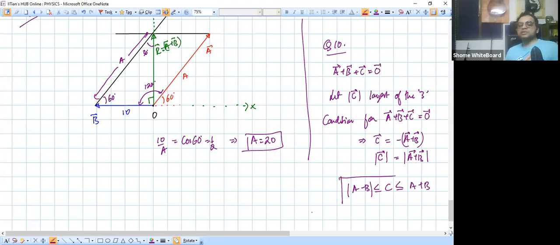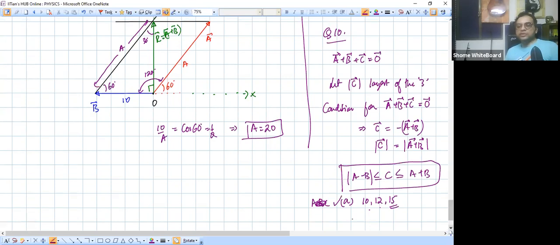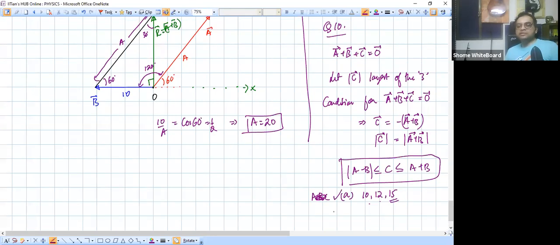So now see, A, B, C are given to you in options. All the three vectors are given to you in options. So in option A, you can see 10, 12 and 15. So the largest one is 15. It is less than the sum of these two. The sum of these two is 27 and the difference is 2. So fine, this can be. Remember here you have to check out which of it cannot be. So the correct answer will be whichever when we cross out.